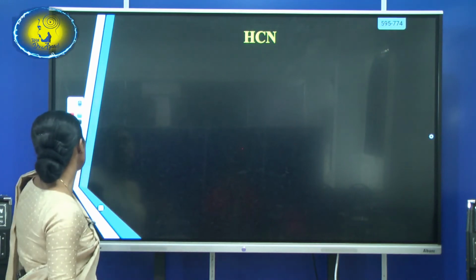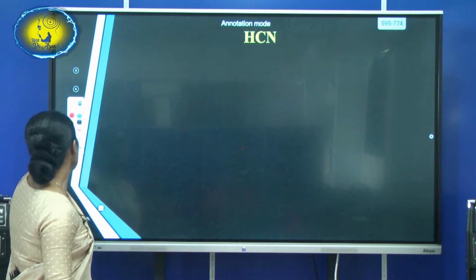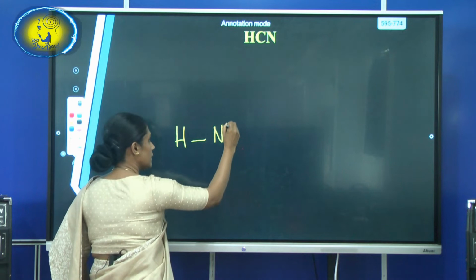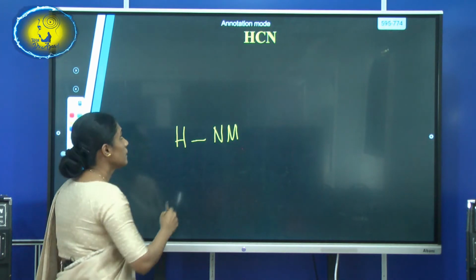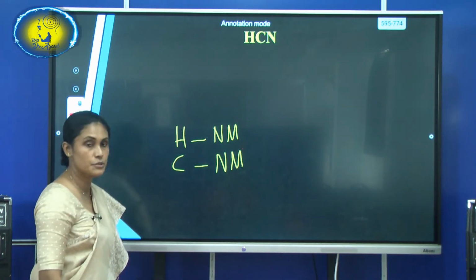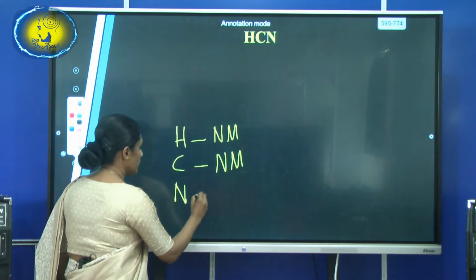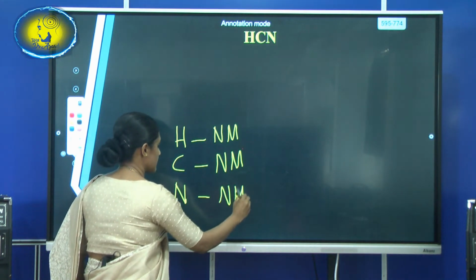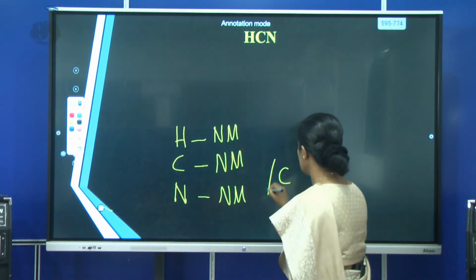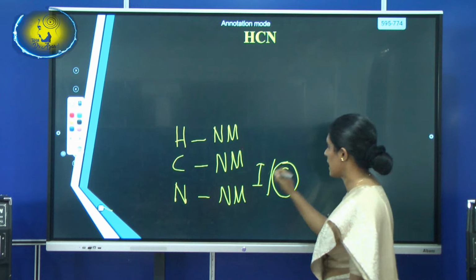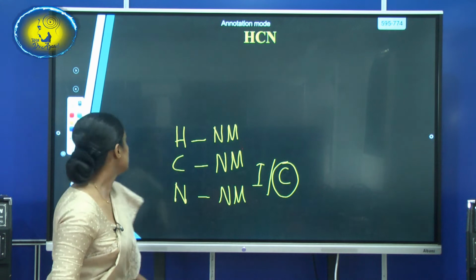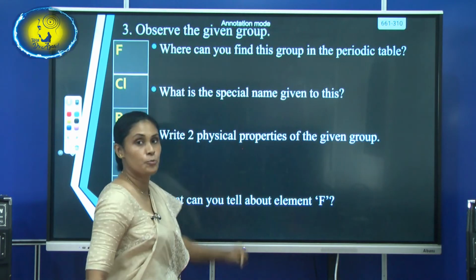Hydrogen cyanide, HCN. What can you tell about this one? Hydrogen, non-metal, in the first group. Carbon, it's a non-metal too. Nitrogen, non-metal, it's a gas. What can you tell about the compound? Covalent or ionic? It's exactly covalent. Right? We have come to the third question.